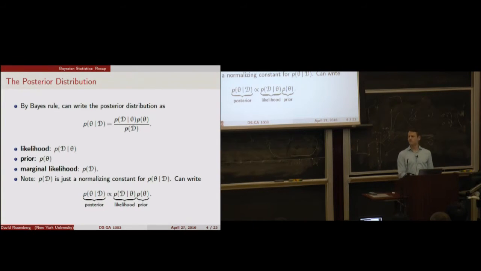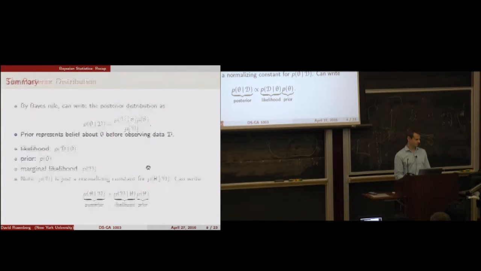P of d, yes. P of d, first of all, what kind of object is it? It's a number. P of d is a number. And we know that the integral of this distribution over theta has to be 1. So you could integrate the numerator, and you know that has to equal P of d. Okay? So that's how you can recover it.